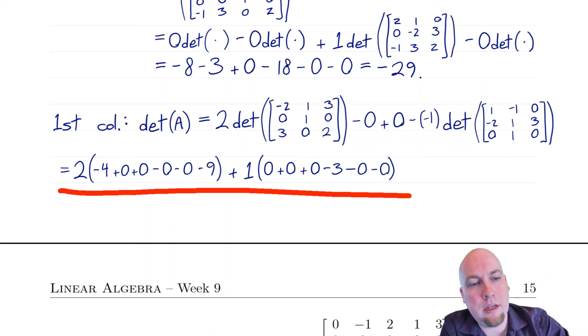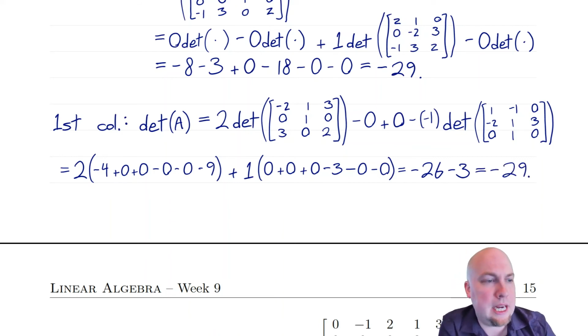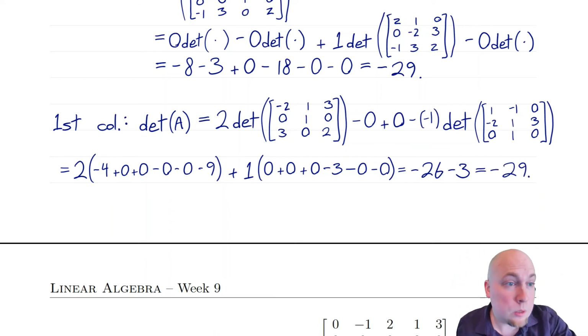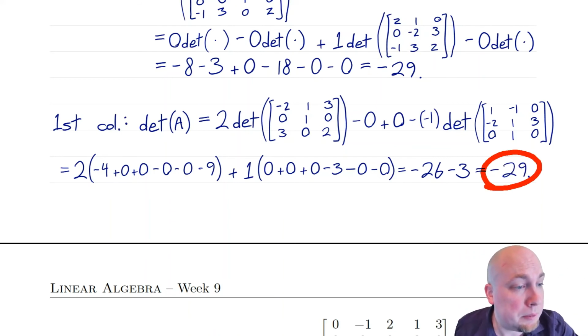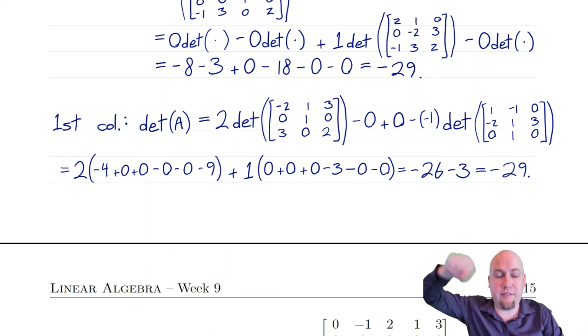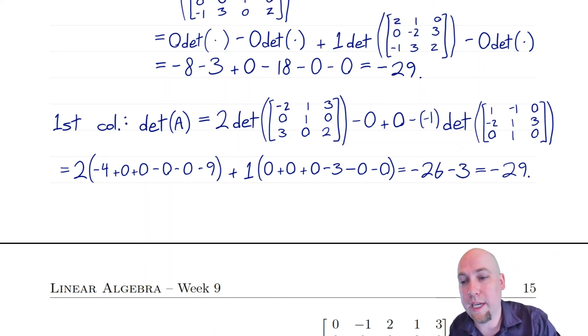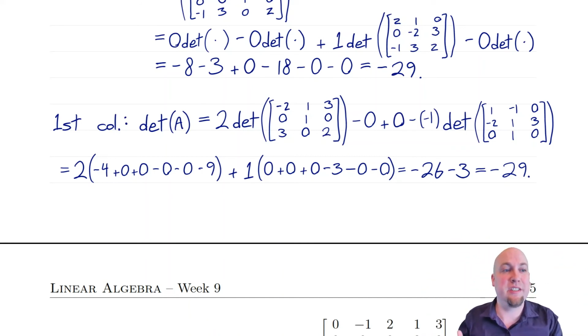And then you expand all this out, and you're going to find that the first bracket is minus 26, second bracket is minus 3. You add them up, you get minus 29, which, of course, is the same thing we already computed up above. So you get the same answer no matter where you do your expansion. We could have expanded along any row or any column. Doesn't matter. You're always going to get minus 29, but sometimes the computation is easier to do than other times.